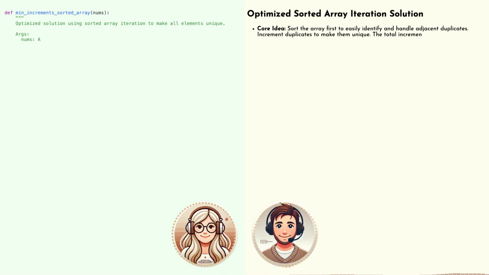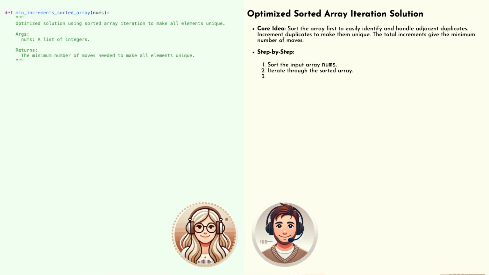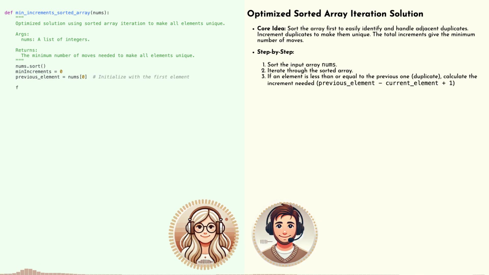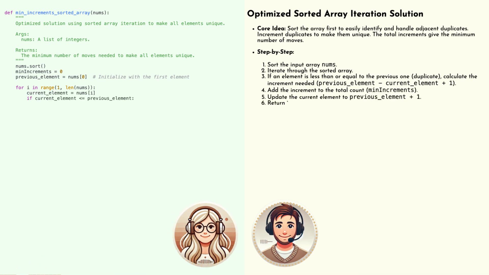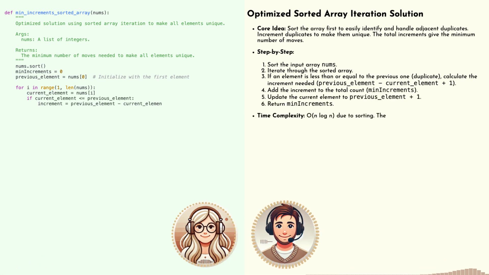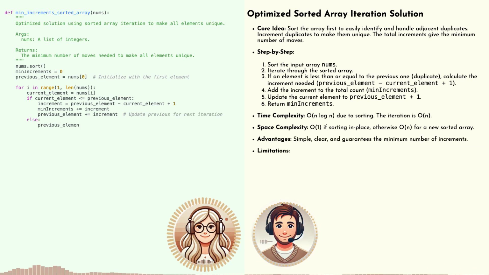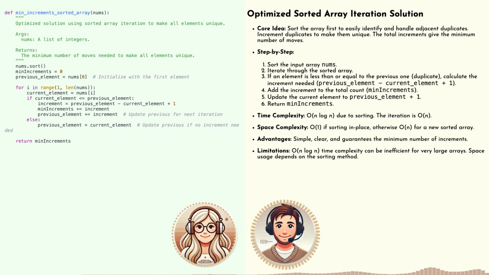What's a more strategic approach? I feel like maybe sorting the array could be helpful. Like if the numbers are in order, wouldn't it be easier to spot those duplicates? You're thinking along the right lines. Sorting is actually at the heart of one of the most effective solutions for this problem. Okay, I'm intrigued. Let's call this the optimized sorted array iteration solution. Walk me through it. Okay, so let's say our array is 3, 2, 1, 2, 1, 7. The first step, like you said, is to sort it. So after sorting, we get 1, 1, 2, 2, 3, 7.